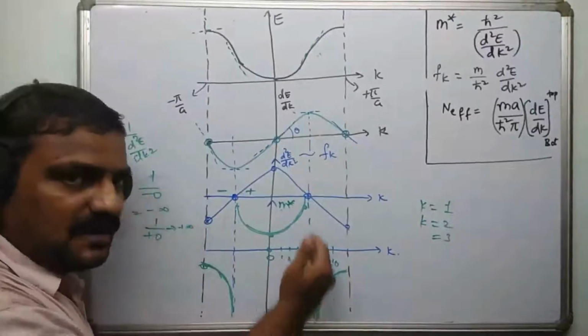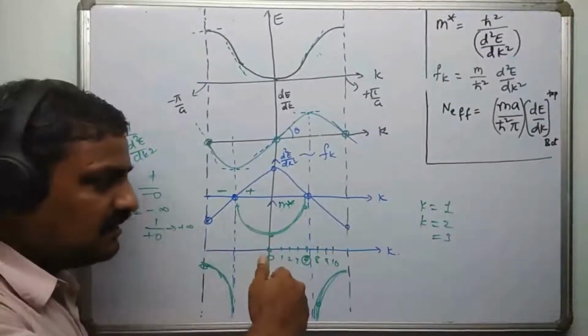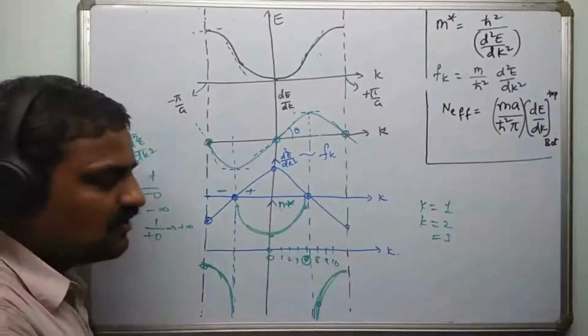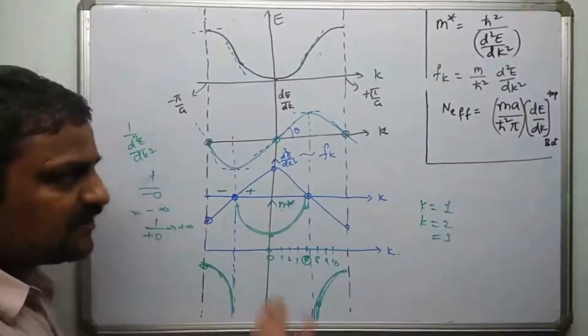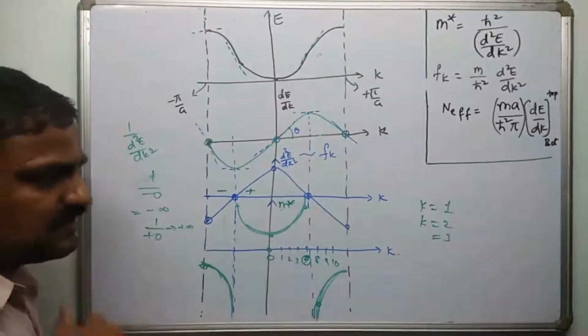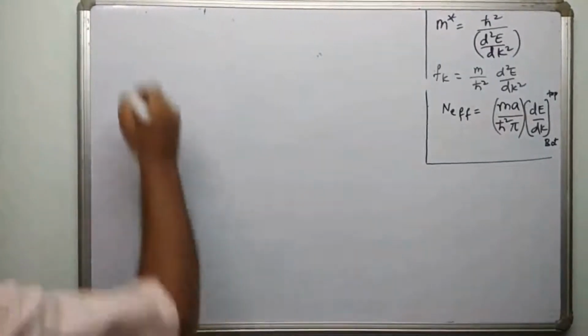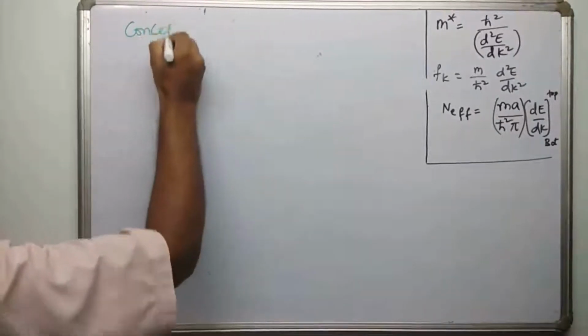So until a particular point, if you fill the electrons in the band, they will just behave like normal electrons, and beyond that, if you start filling the electrons, they will behave like holes, which we will see in a moment. Please copy this diagram. I'll explain it further. So the last article of this chapter is the concept of hole.